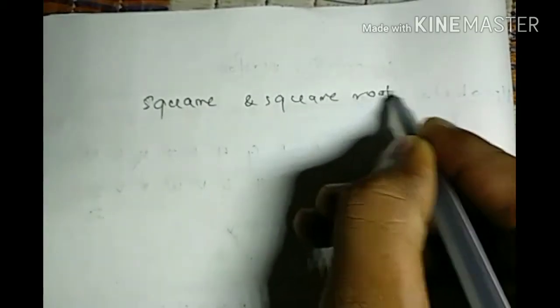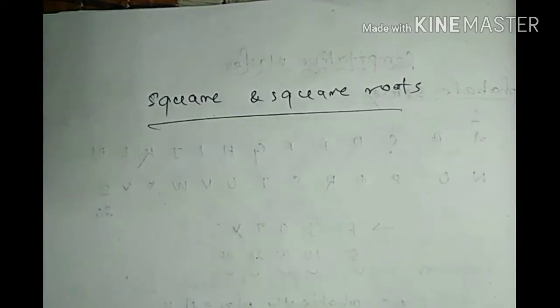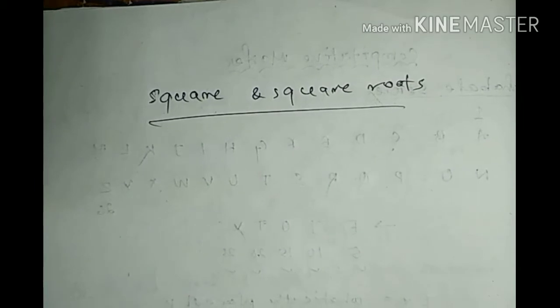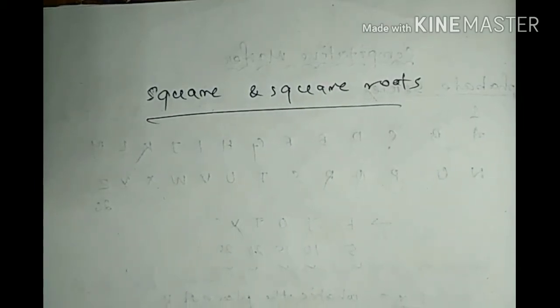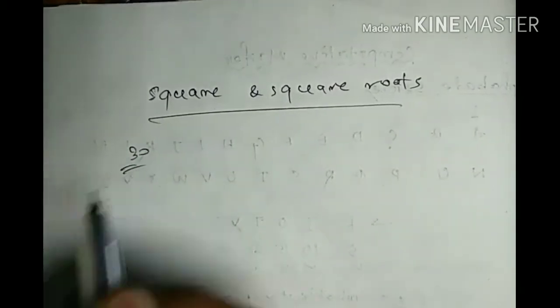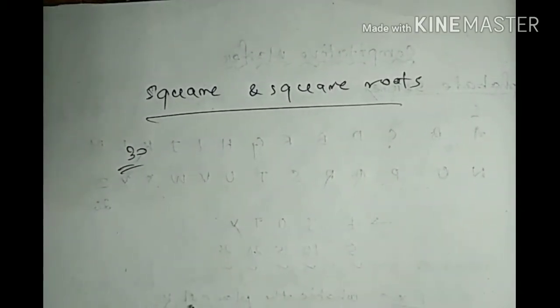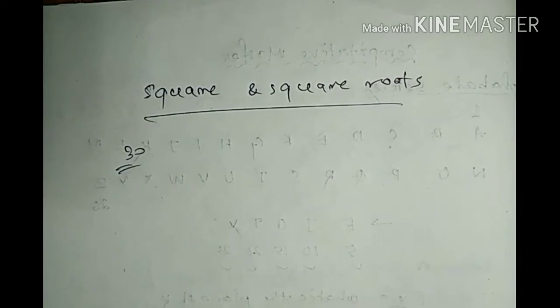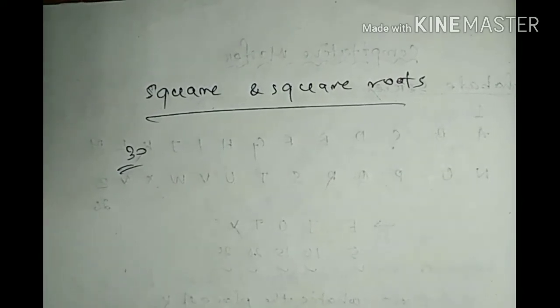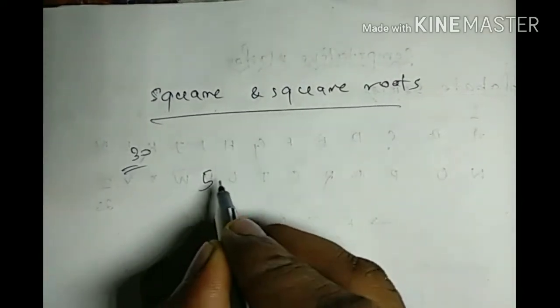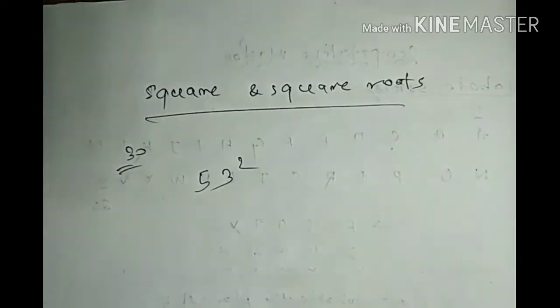Square roots of numbers. Generally, all of you know the squares of numbers up to 30. Beyond those numbers, let's find the square in a very short time. Let's take an example, 53 square.